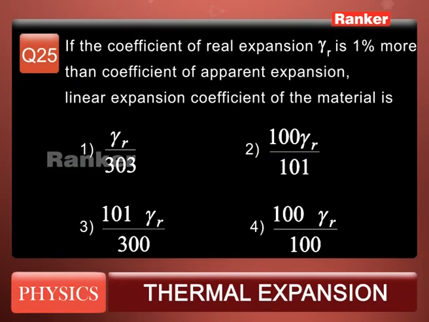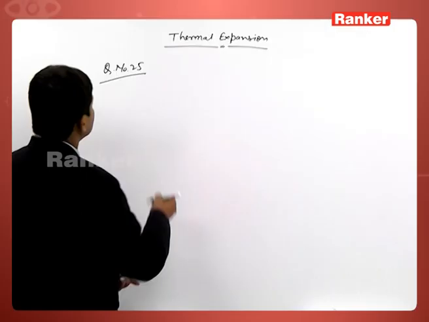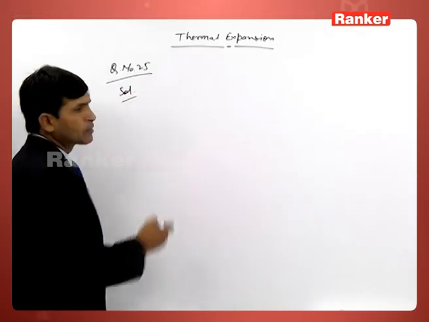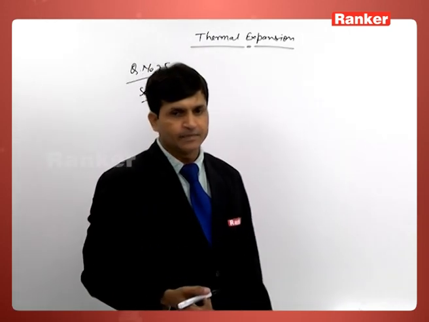Question number 25. If the coefficient of real expansion gamma r is 1% more than the coefficient of apparent expansion, the linear expansion coefficient of the material is: first option, gamma r by 303; second option, 100 gamma r by 101; third option, 101 gamma r by 300; and the fourth option, 100 gamma r by 100. So gamma r is the coefficient of real expansion.